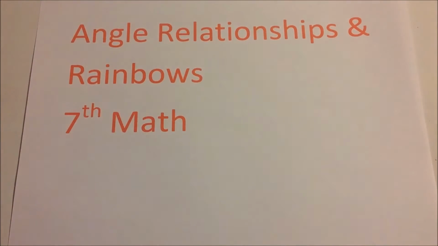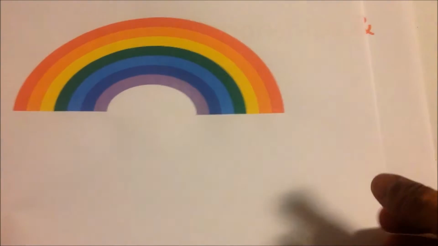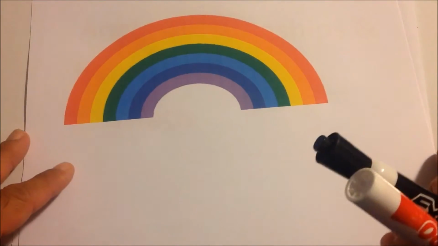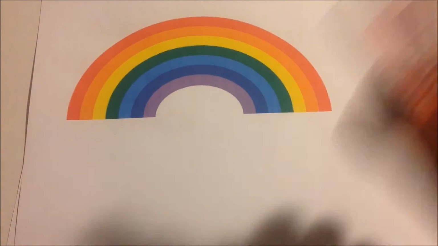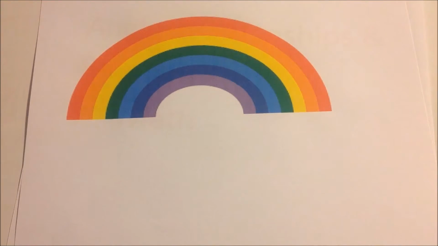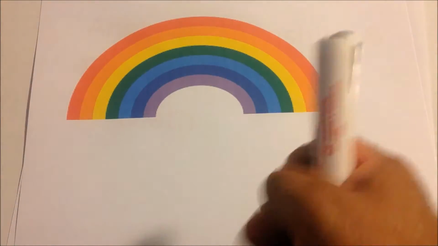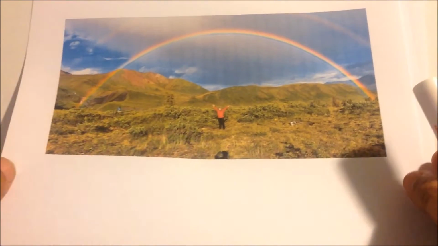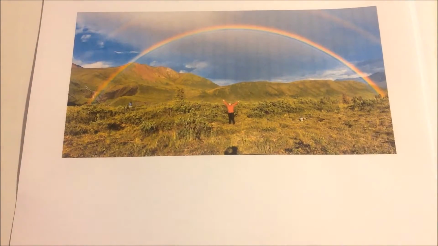Here's a video on angle relationships, and we'll use rainbows as an example. So here's our rainbow, right? And chances are you probably won't see a rainbow like this in the sky. Imagine if you saw something like that, but most of the time you see something like this, right? So here we have a double rainbow in this picture, right?